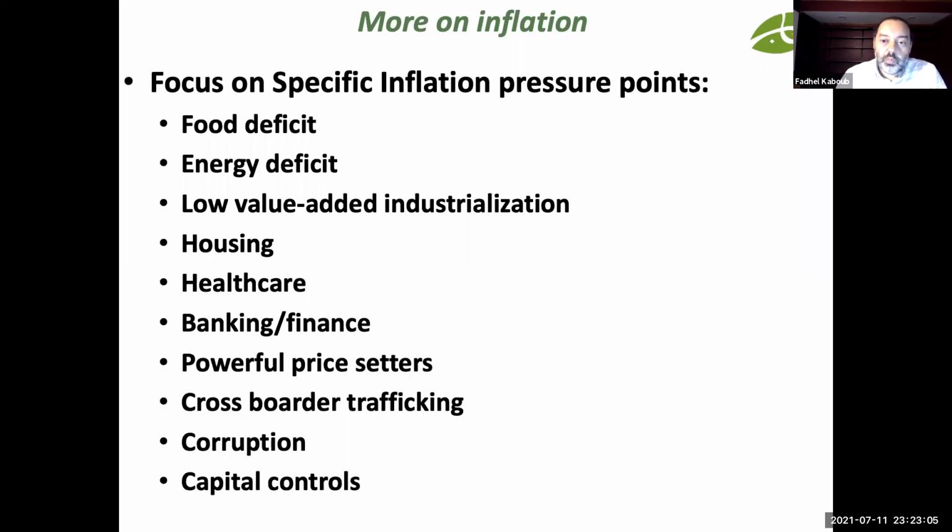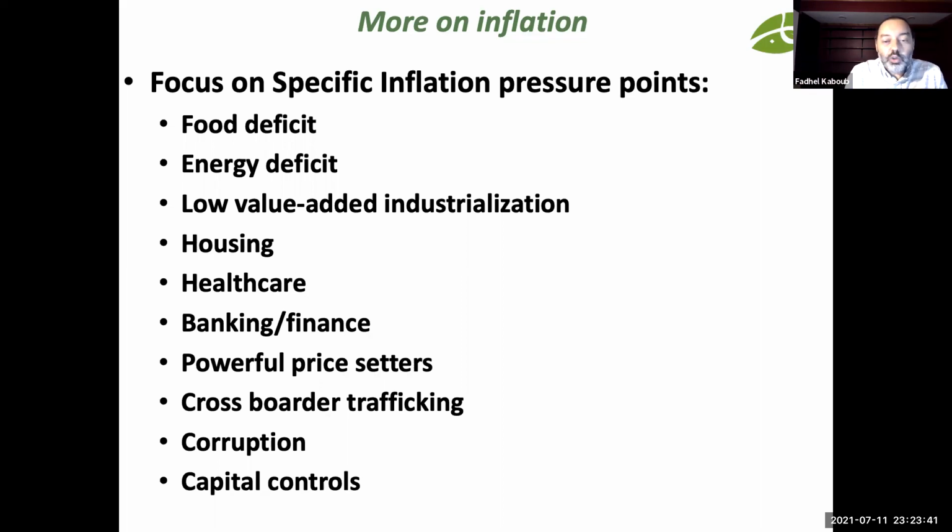So to be more careful with our understanding of inflation, focus on specific inflation pressure points. And as I highlighted, for most developing countries, it starts with food. It starts with energy. I'll give you an example. Tunisia is a big importer of wheat. Egypt is the biggest importer of wheat in the world. The price of wheat is not controlled by the government of Egypt, by supply and demand in Egypt. These are prices determined globally. If anything, the key players would be Australia, Russia, the Ukraine, the US.